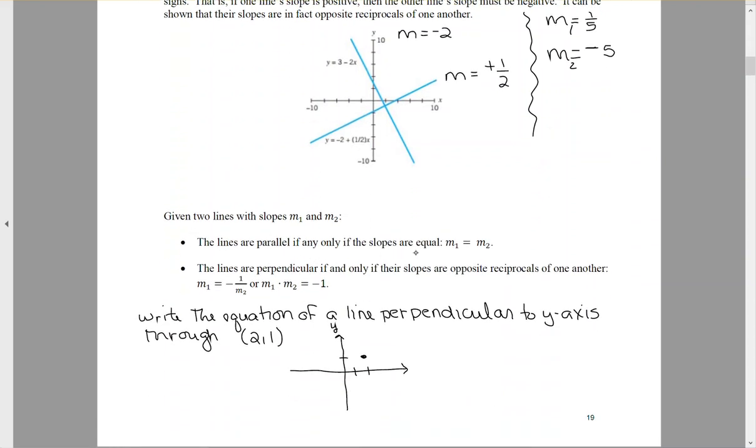So down here, they're basically saying the same thing. Two lines are parallel if and only if their slopes are equal. And two lines are perpendicular if and only if they are opposite reciprocals of one another.